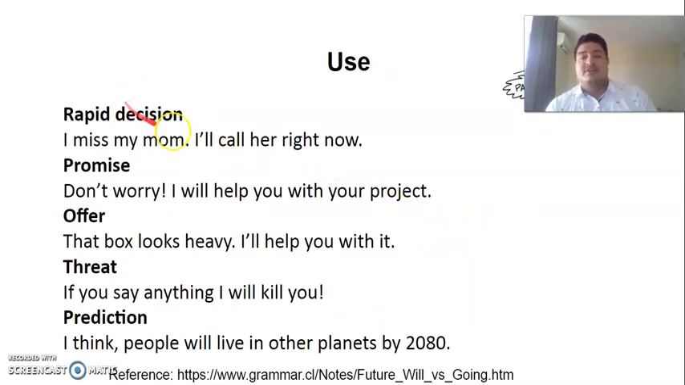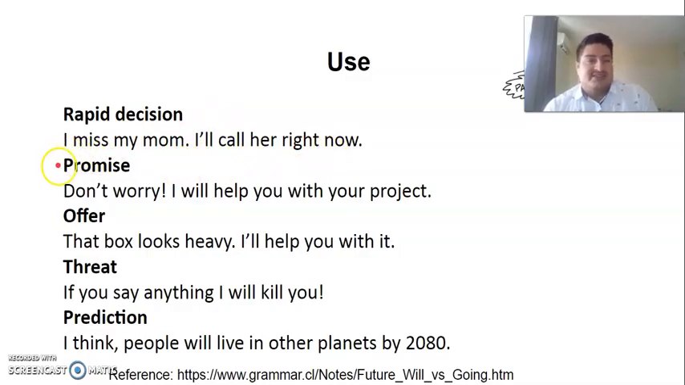The uses. There are many uses for the simple future. And here we have the most common or most used. Here we have the first one, rapid decisions. Rapid decisions are spontaneous decisions that you make at that moment. For example, if you are in your house and you say, I miss my mom, I will call her right now. So at that moment, you decide to call her. That's why you need to use I'll call her right now.